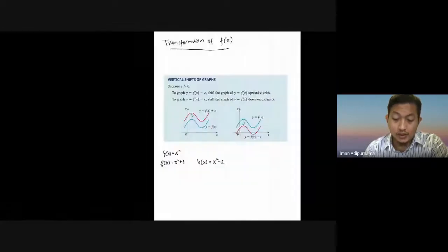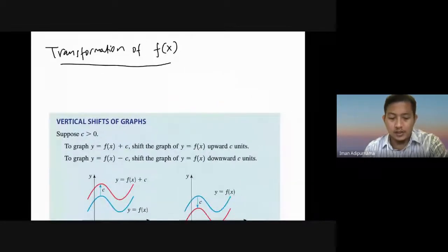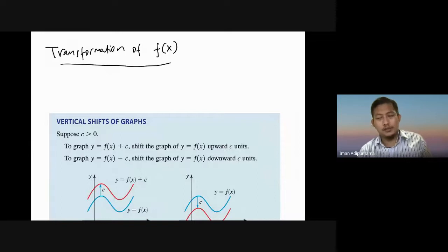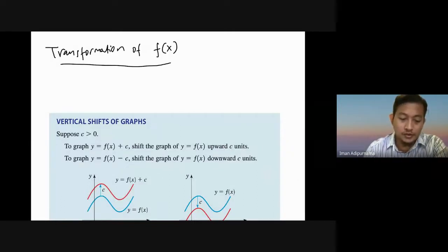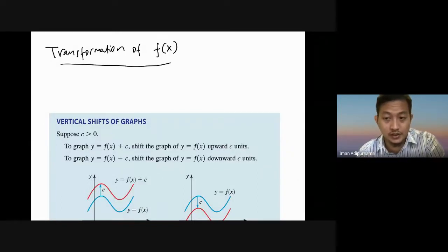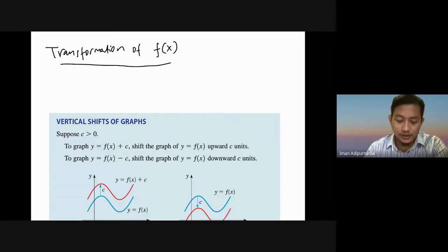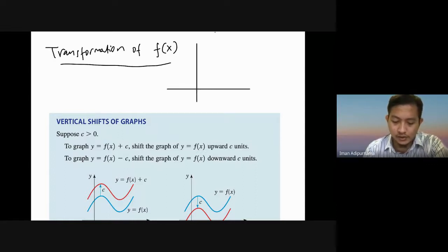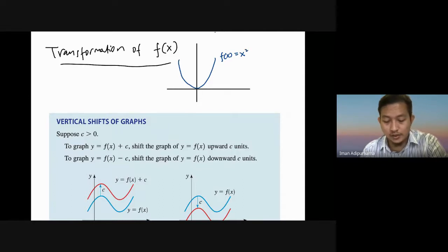Okay. Now the chapter for today will be focusing on transformation of functions and also other related things about compositions and the inverse. So first, let me start with the transformation of functions. So if you have any random function, let's say this is, let's say, x squared.